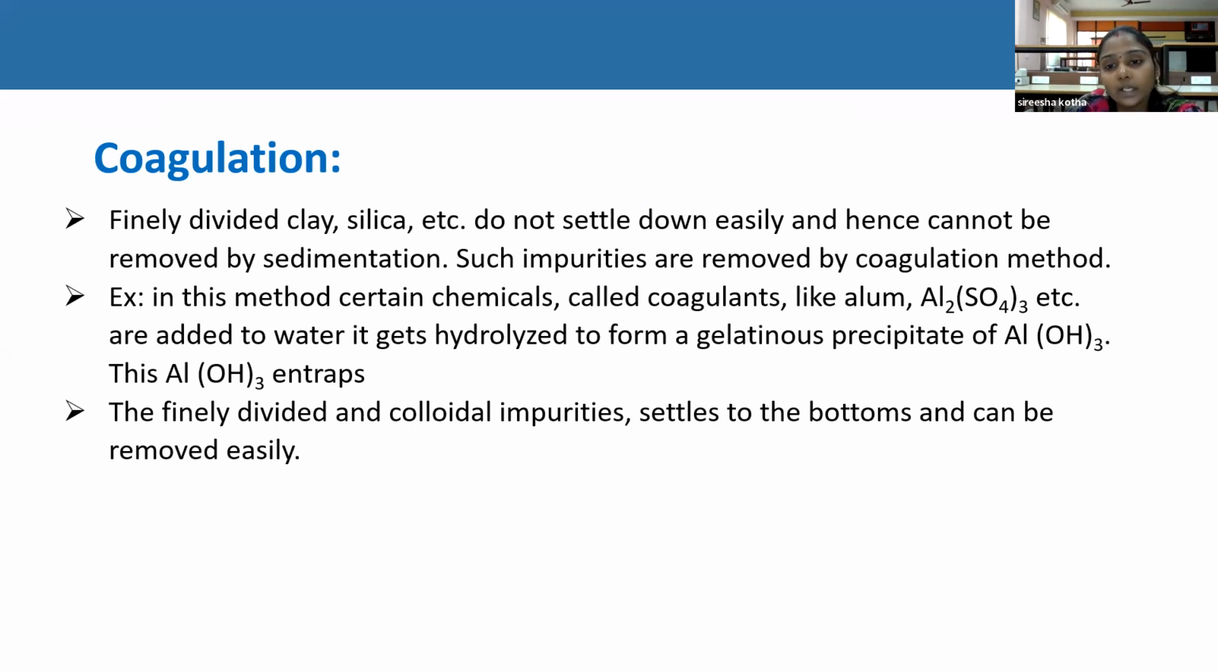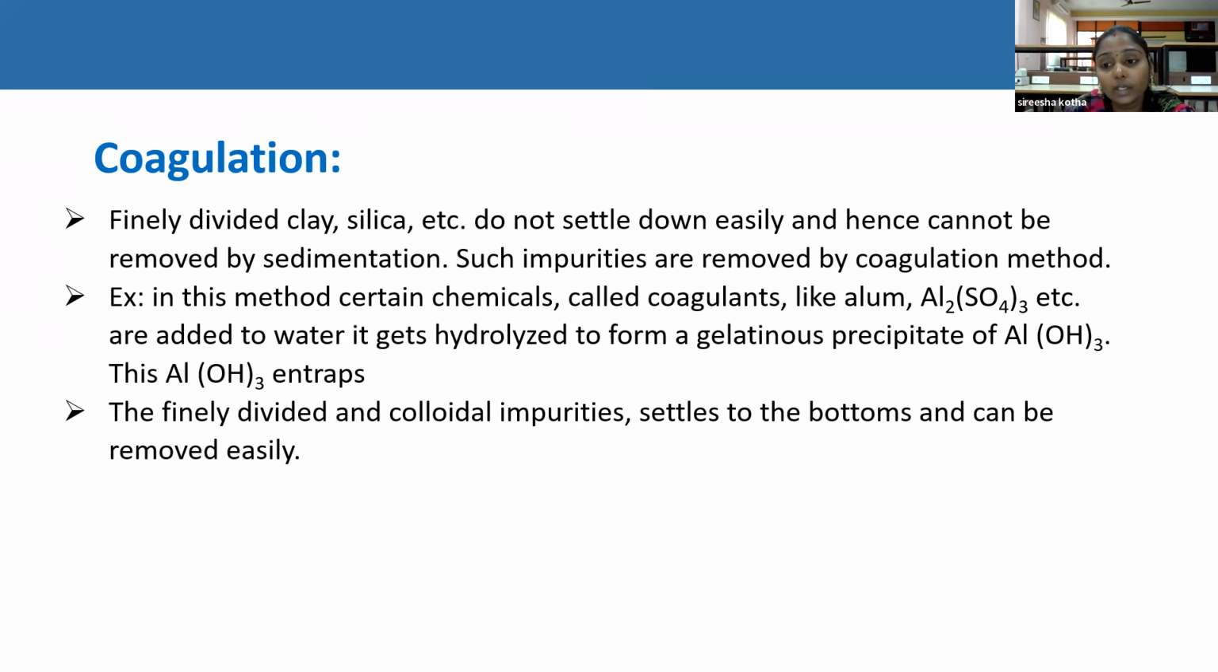So in the sedimentation process, we remove just 75% of the waste materials, and the remaining 25% of the solid particles are removed by using the coagulation method. Finely divided clay, silica, etc. do not settle down easily and hence cannot be removed by sedimentation. Such impurities are removed by the coagulation method. So step by step we have to remove the impurities.